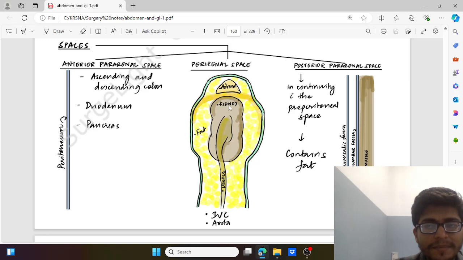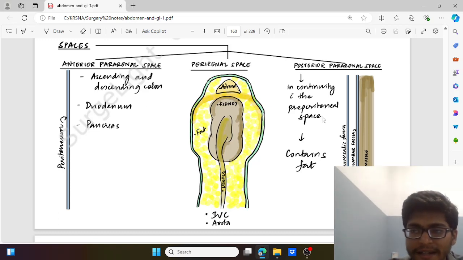The retroperitoneum is further divided into three spaces, especially the lumbar fossa. Just beside the kidney is the perirenal space, which has the kidneys, adrenal and the aorta part. Anterior to it is the anterior pararenal space, which has the ascending and descending colon, duodenum and pancreas, and then the posterior pararenal space, which is in continuity with the preperitoneal space. It has fat, and it is bounded posteriorly by the transversalis fascia and the thoracolumbar fascia.